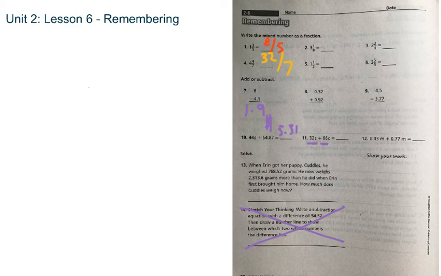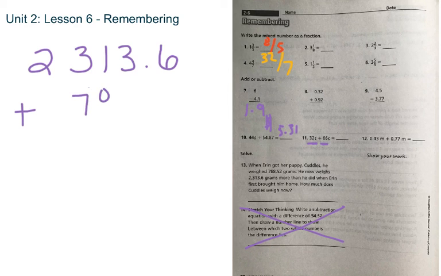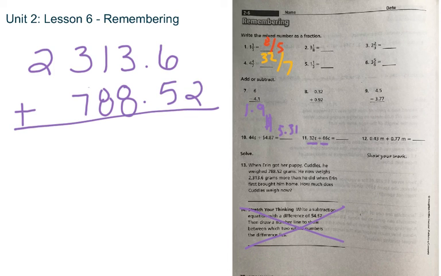What you're going to have to do there is add those two numbers together. And in order to add them together, the most important thing is to make sure you're lining up those decimal points. We have 2,313 6/10, and we're adding that to his original weight, which was 788.52 grams. Okay, so now you have to add, and we don't even have to do anything.